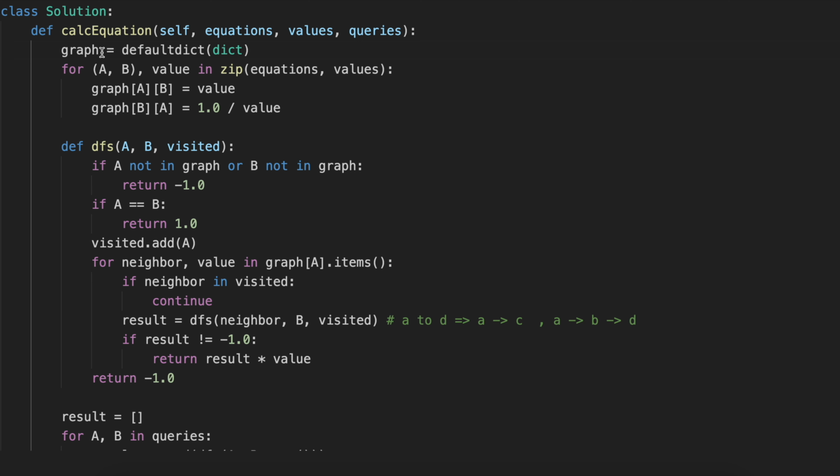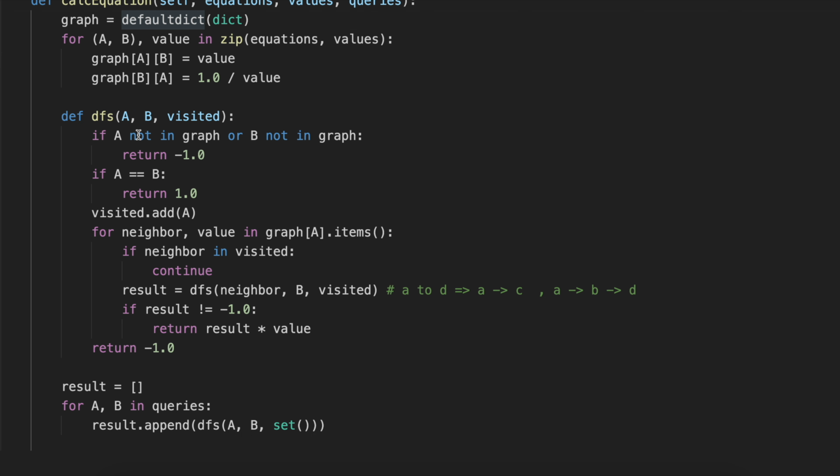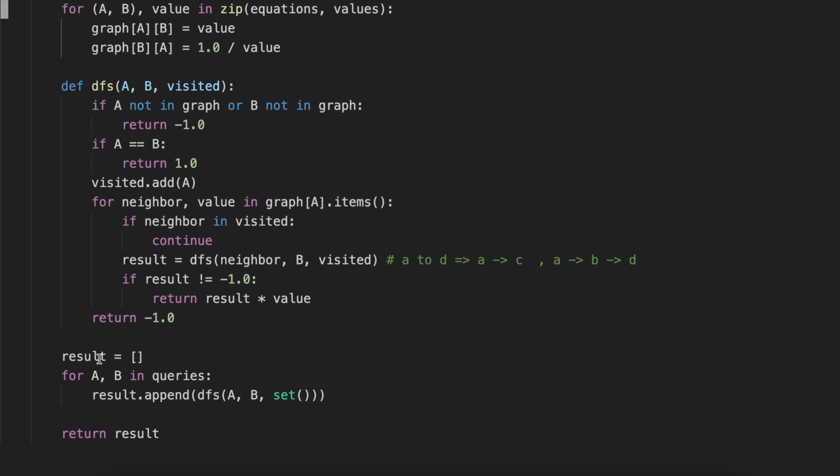The first thing that we do here is creating a graph, a dictionary, where we are storing our equations. So for example, in this case, we are going over our equations, and we are storing in the graph a to b, which is our value, and also we are storing b to a, which is 1 divided by the value.